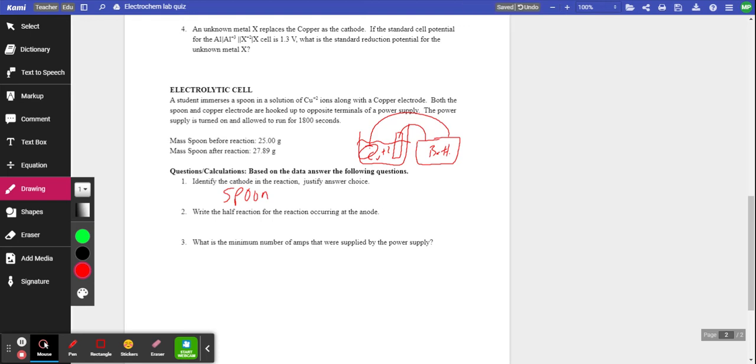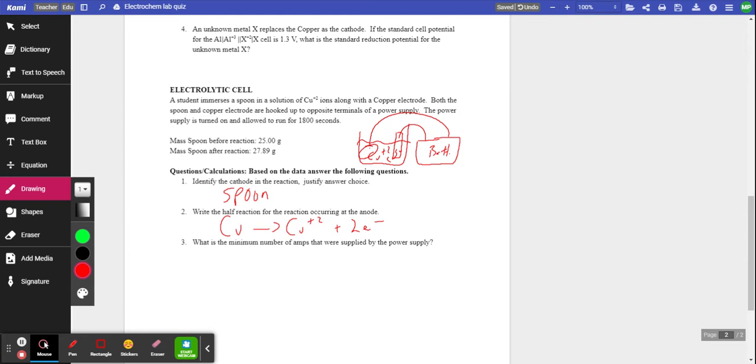What's the half reaction occurring at the anode? So we have a copper anode. The anode always loses mass, goes into solution, so it's going to be oxidized. So we have Cu going to Cu plus 2 plus 2 electrons. Those ions then get attracted to the spoon because the spoon has those electrons from the battery.